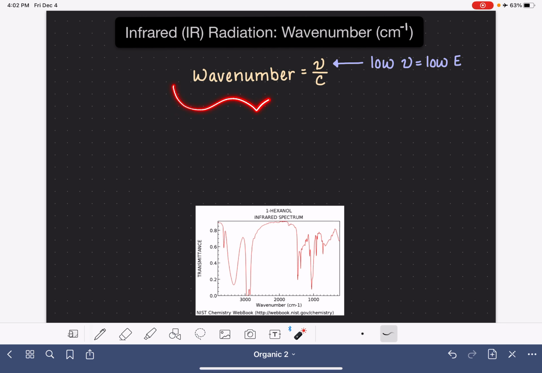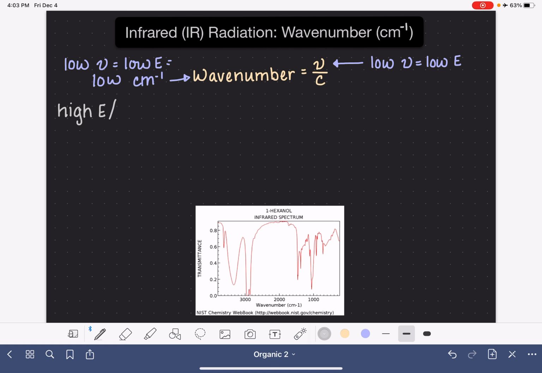And then from this equation right here, we can see that wave number and frequency are also proportional to each other. So if we have a low frequency, which also means low energy, we can also say that we have a low wave number. Looking at any infrared spectrum, the portion of the graph where we have a low wave number corresponds to low energy, and the portion where we have high wave number corresponds to high energy. So let's make a list of some of the types of bonds that correspond to high energy radiation or high wave number infrared. We're going to write it over here on the left-hand side because the left-hand side is the high energy, high wave number area of the spectrum.